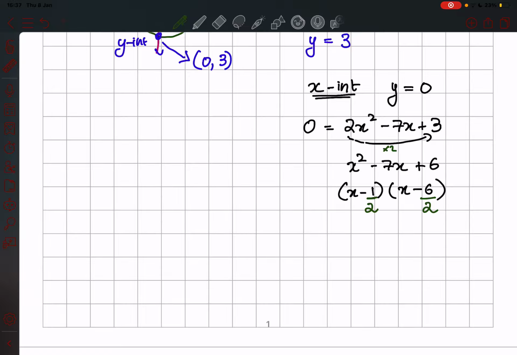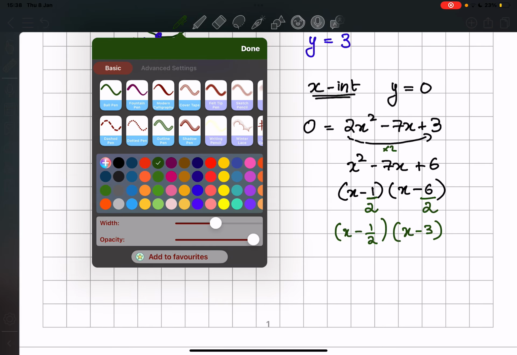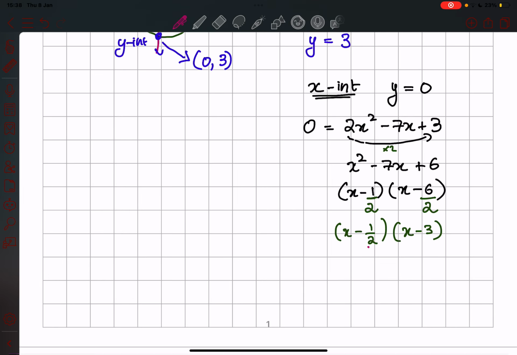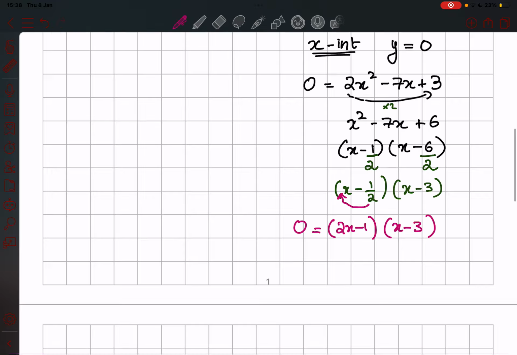So we've got x minus a half and then x minus 6 over 2. So that would be x minus 1 over 2 and then x minus 3. Remember to simplify, and then you would get 2x minus 1 and then x minus 3. So we've factorized the quadratic and we need to solve the quadratic.